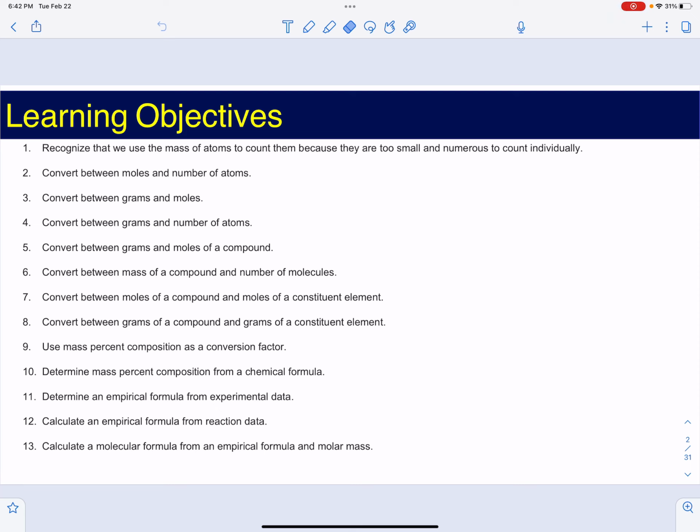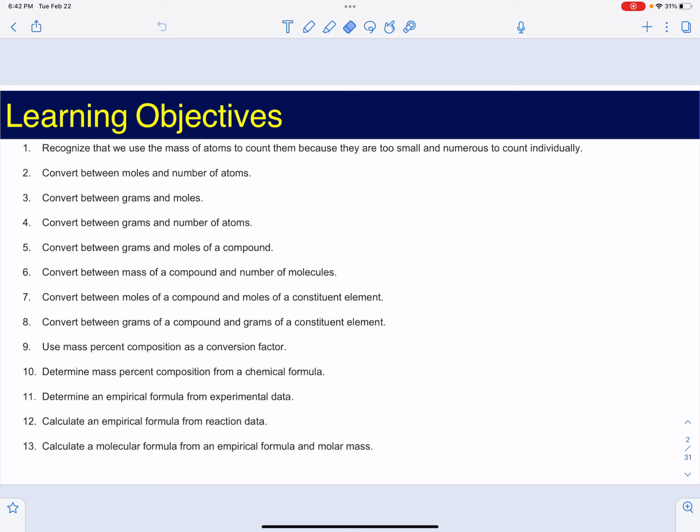early in the week. So then once we understand that, we're going to see what the mole is, which is nothing more than like a dozen or something like that, just a unit that contains a lot of stuff. And we're going to see how we can convert from moles to the number of atoms, from grams to moles, from grams to the number of atoms. So we're going to put the first two together.